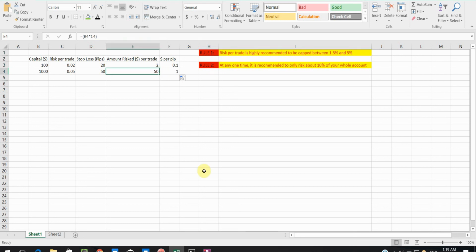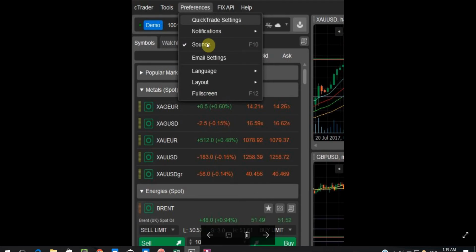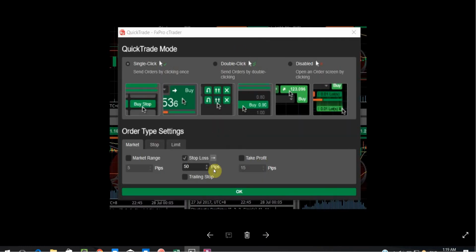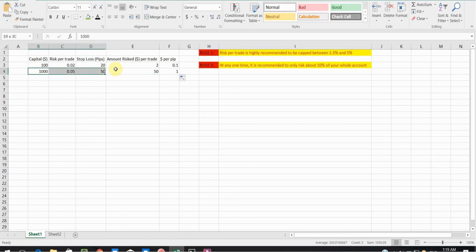Okay, so let's move on to further examples. Let's say we go to our trader preference and quick trade settings, and we set our stop loss to 50 pips according to this setup. $1,000 with 5% risk and 50 pip stop loss.